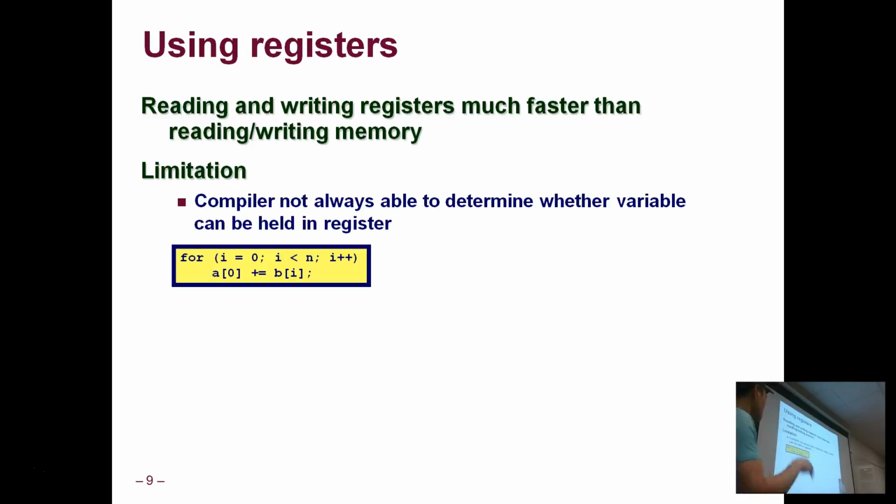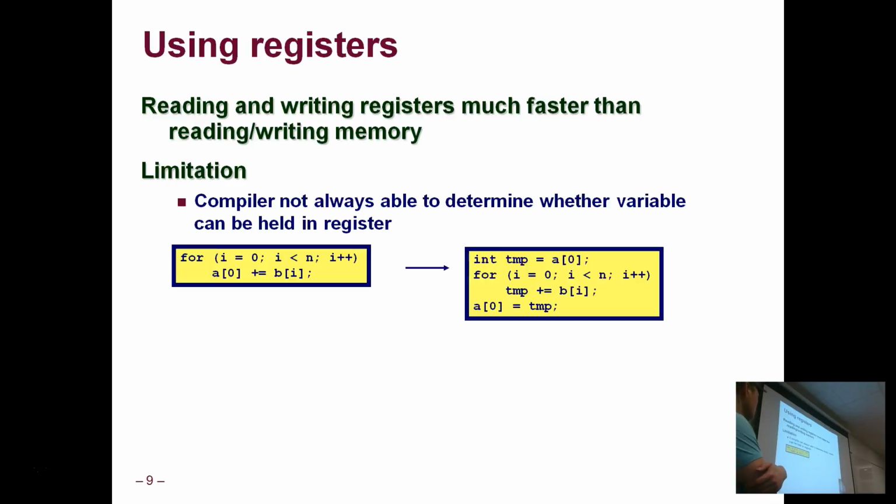So here is an example of a loop where you're going to set A of 0 to be the sum of all of the elements in array B from I to N. And so what you want is something like this: a temporary integer temp set to A of 0, because this is being accumulated. Then through all the elements of B, you accumulate onto that temp variable. And then you assign A of 0 to that temporary register. Turns out the compiler can't do this. You have to do this explicitly.